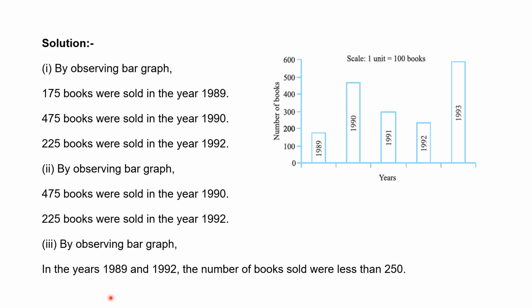So, what is the question? Fewer than 250. Here is the 250. Less than 250, how many are there? That is 1989 and 1992. Fewer than 250 books were sold in these years. Clear? So, next question is like this.